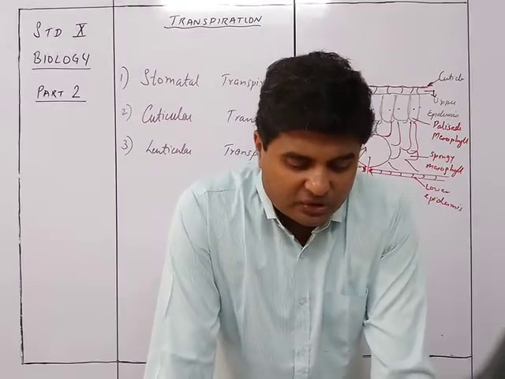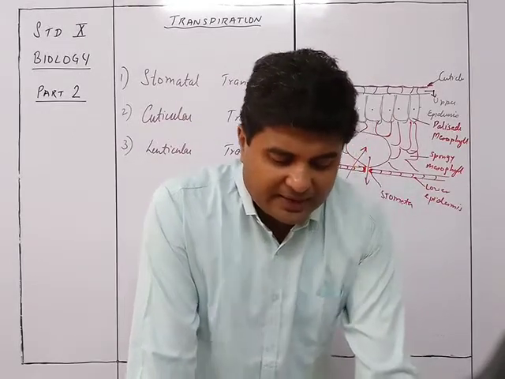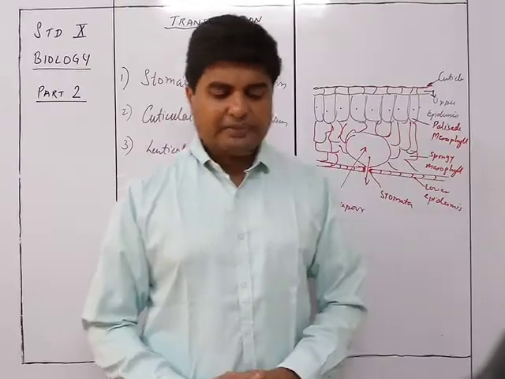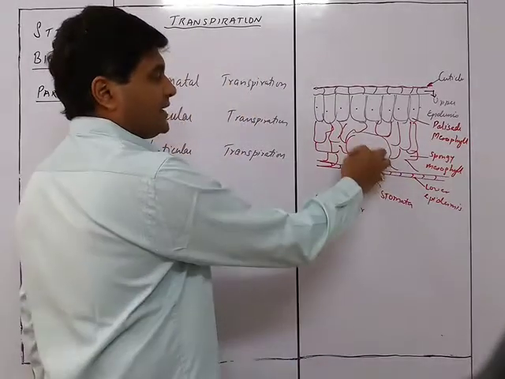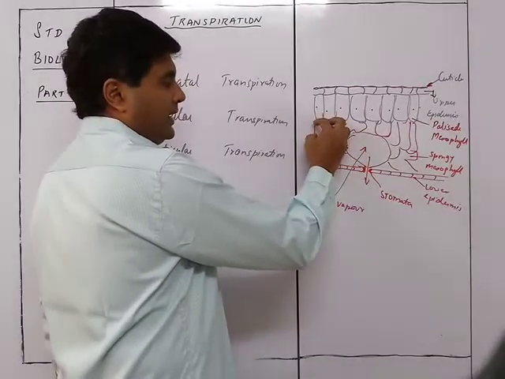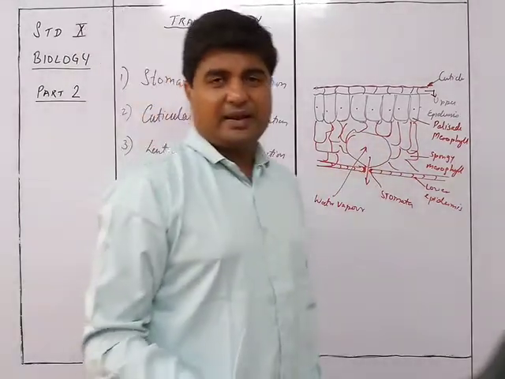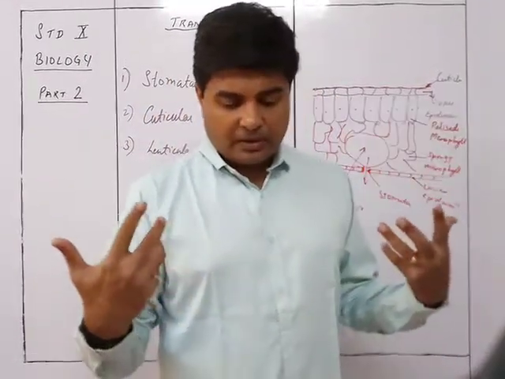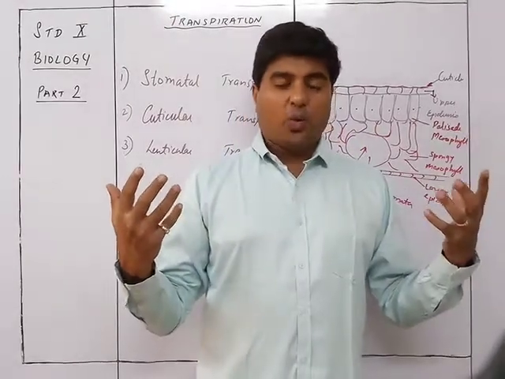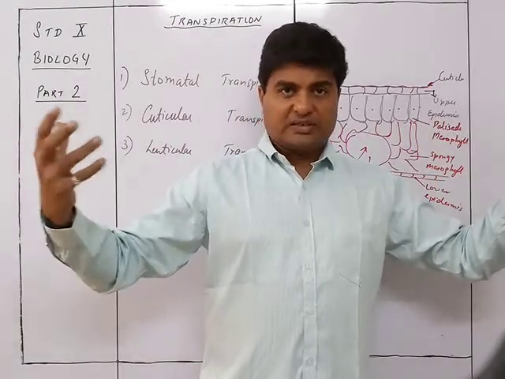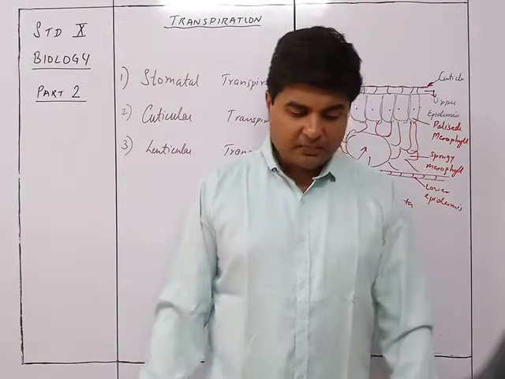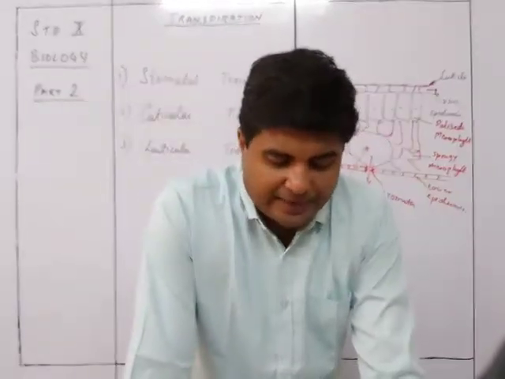The vapor diffuses into another connecting intercellular space and finally reaches the substomatal region. So this is the substomatal region over here, where all the water is coming and collecting. Water from the different parts of the cells finally reaches the substomatal region, from where it escapes through the stomata.